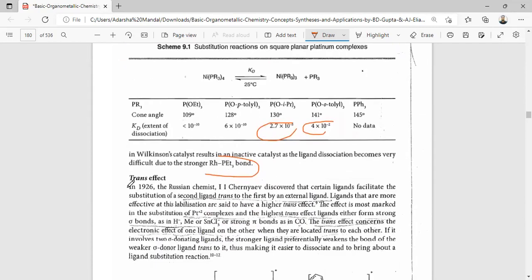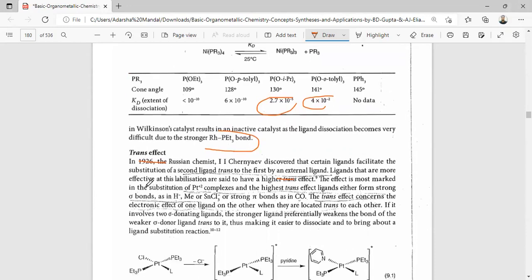So the next one is the trans effect. In 1926, a Russian chemist discovered that certain ligands facilitate the substitution of a second ligand trans to the first by an external ligand. The ligands that are more effective at this labilization are said to have a higher trans effect. The effect is most marked in the substitution of platinum(II) complexes, and the higher trans effect ligands are either strong sigma donors such as H-, Me, or SnCl3, or strong pi acceptors such as CO.